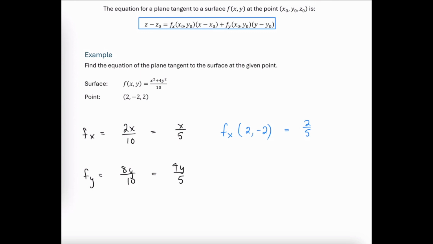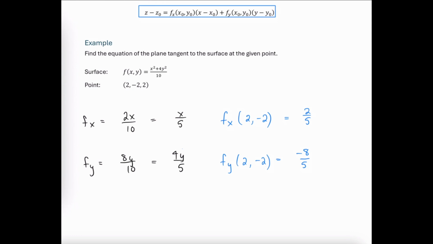This is the slope of the line that's tangent to the intersection curve at the ordered triple 2, -2, 2. And then when we plug 2, that domain element, into the first partial with respect to y, we're going to plug the -2 in for the y value, and this gives us -8 divided by 5. So here we're going to plug these values into our equation.